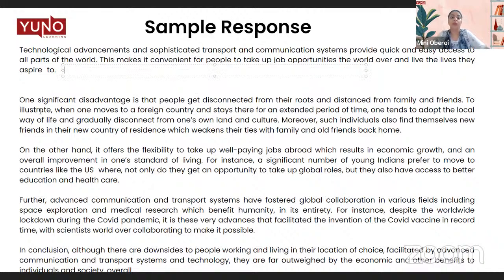Right? So what will be the general statement? This trend has many benefits as well as drawbacks, which are subjective. That's it. A very general and basic thesis statement.